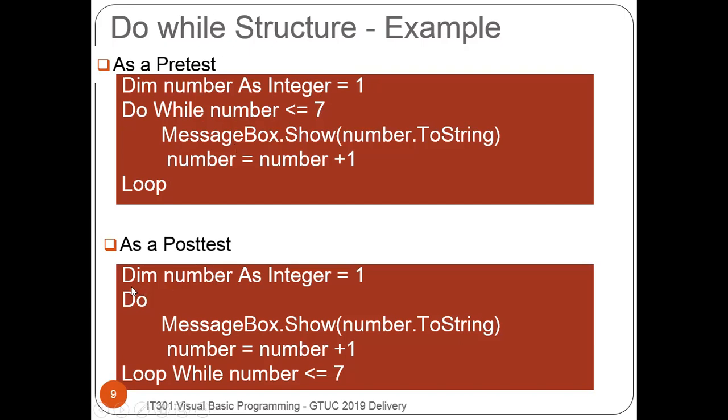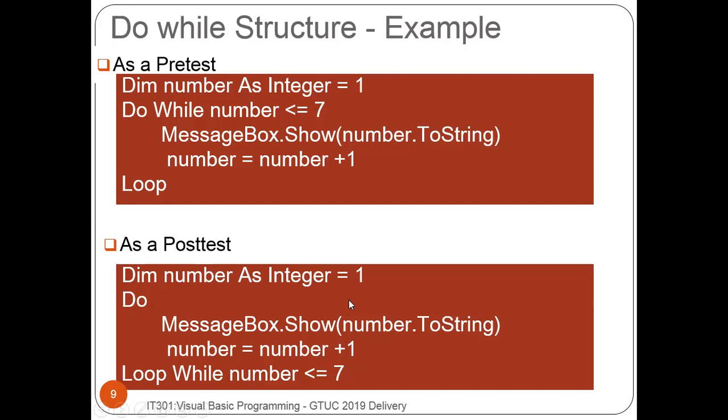But if we come here and we say dim number as integer is equal to 8, what will happen here is that we'll come here and then we'll output 8. We increase 8 by 1 to get us 9. Then we come and check 9 is less than or equal to 7, which is false. Then we exit. But by which time we have already outputted one number, which is out of our range, right?